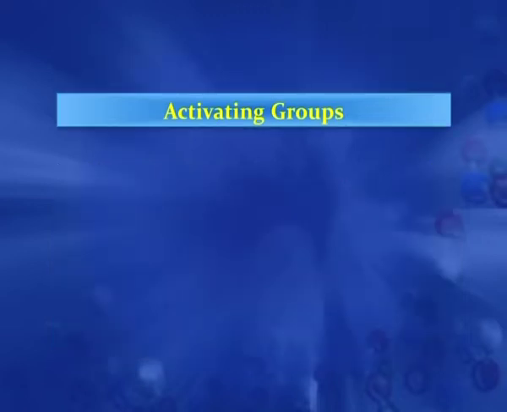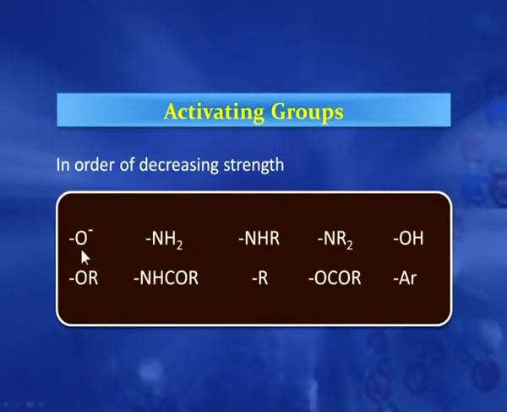Now, the groups which increase the electron density of a ring, in order of their decreasing strength, are: this is O minus, for example in phenoxide; this is NH2, for example aniline; this is substituted anilines, NH with one substitution; this is N,N-dialkyl; this is phenol; this is ether; this is a type of acetanilide; then this is alkyl benzene, esters and diaryls. So, in this order, their donation decreases.